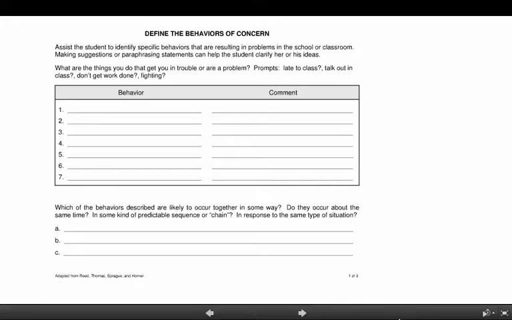So you could mention to the individual, perhaps it's as a result of being late to class, maybe it's talking out in class, talking out of turn, not doing your work, or having some kind of altercation with another individual. So as a result of that, the behaviors that do cause problems for the individual are delineated, and then the comments are documented in terms of what the person says about it.